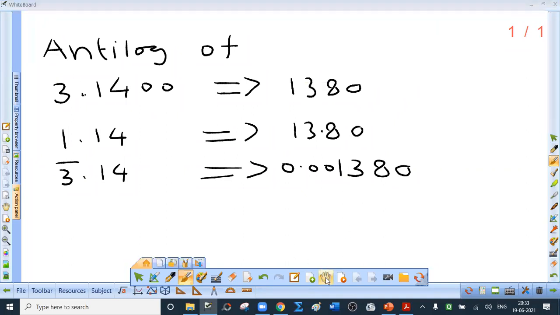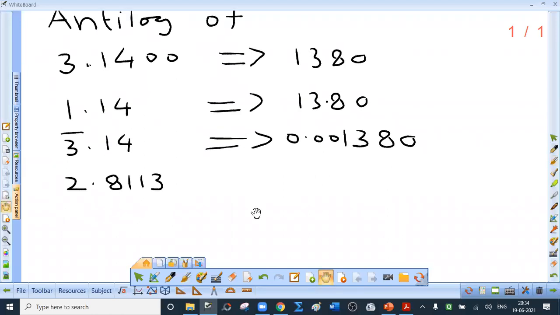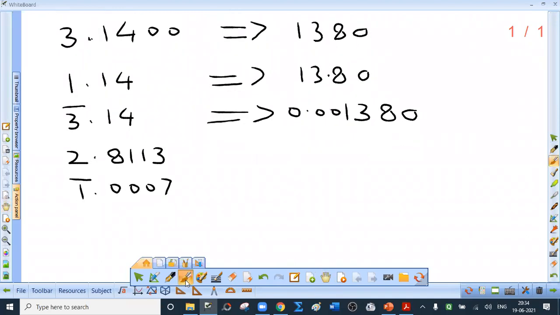Now I will write number here. You have to tell me its anti-log value. Say 2.8113. Then I will write bar 1.0007 and the third one it would be 4.1717. I'll give you 2 minutes.